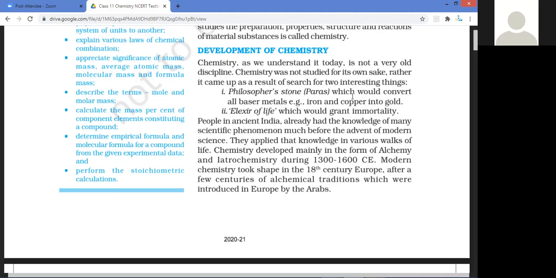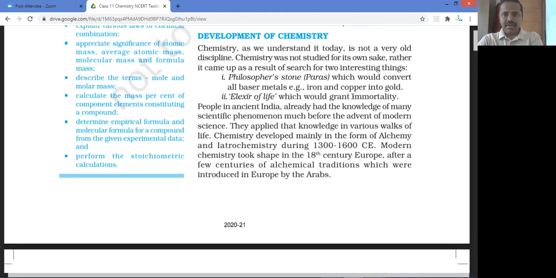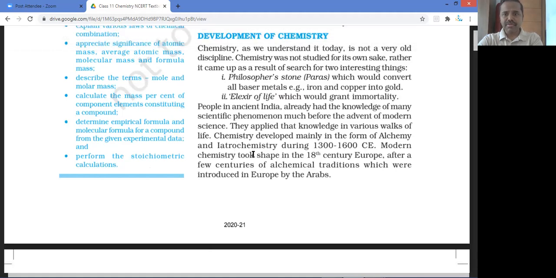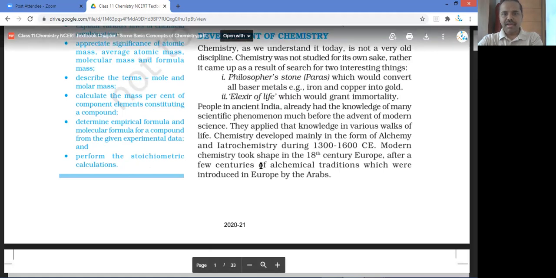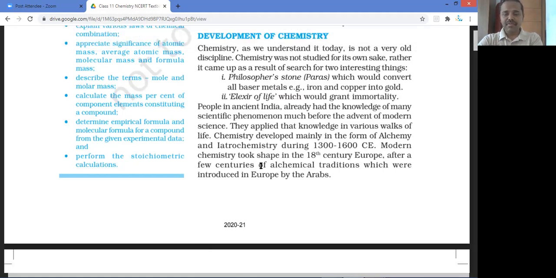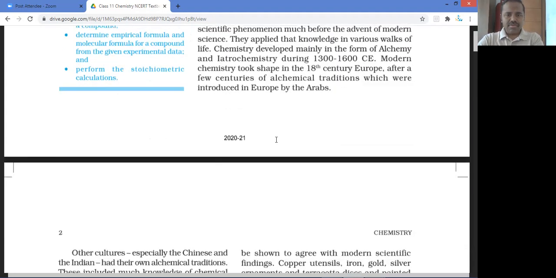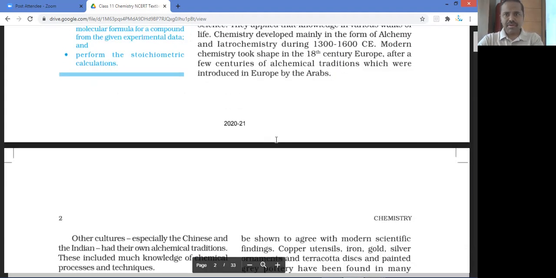Yeah. Like for example, here they say chemistry developed mainly in the form of alchemy and electrochemistry during 1300 to 1600 CE. Now you would not get such a question, right? Like in which year alchemy and electrochemistry developed? That kind of question won't come in chemistry, right? No, it won't. So we'll just skim over those historical information quickly, but we'll focus on the concepts.